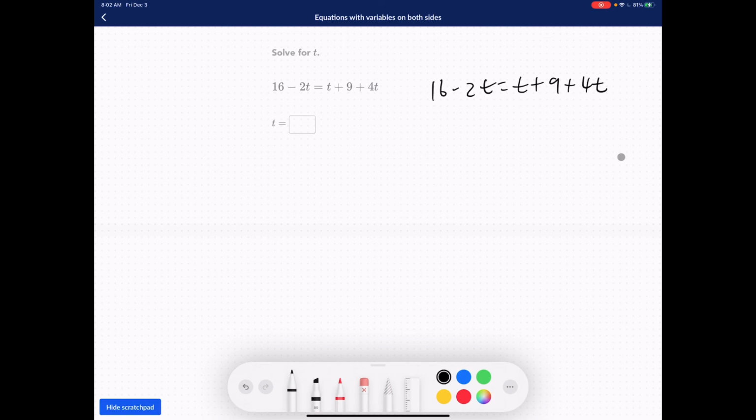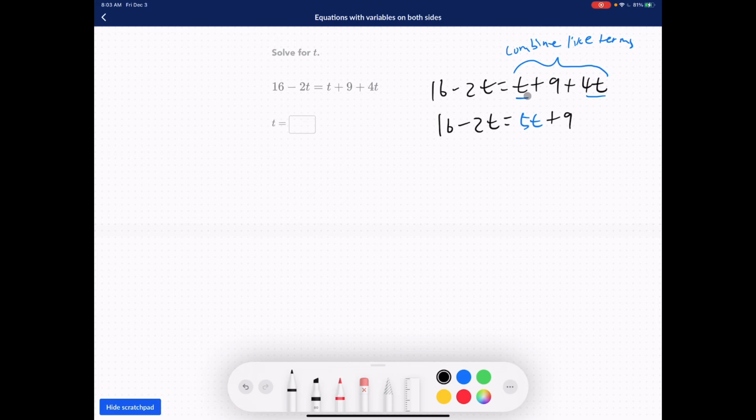As you can see, if I have a problem like this, on the left side there are no like terms to be combined. But on the right side, this t and this 4t you can combine. These are like terms, so we can combine like terms. If we rewrite this, it would be 16 minus 2t, and then t plus 4t is going to be 5t plus 9. And voila. That's how you simplify it.